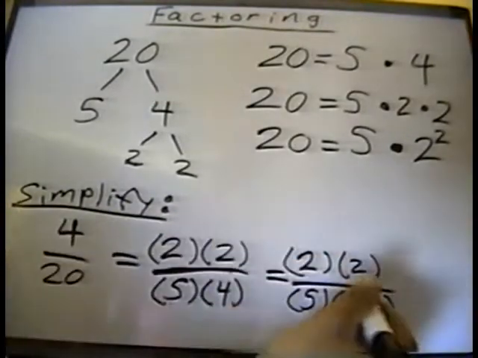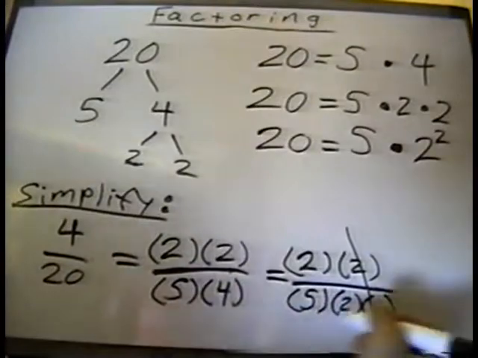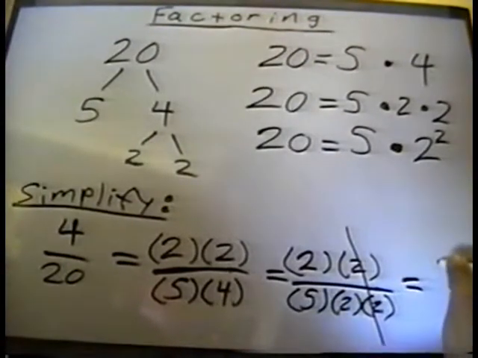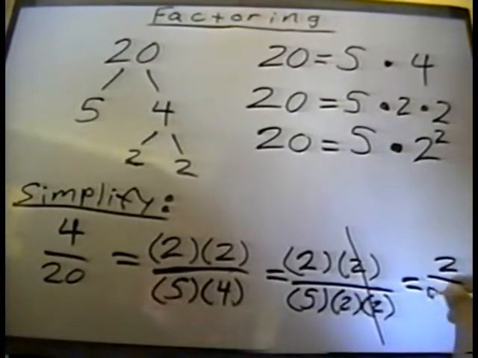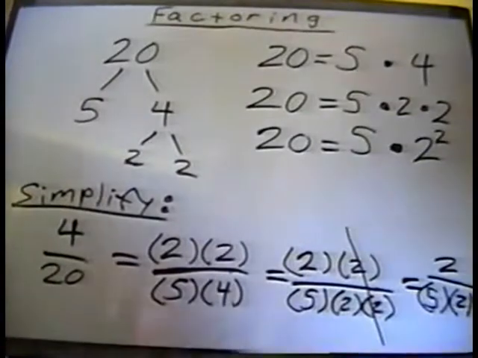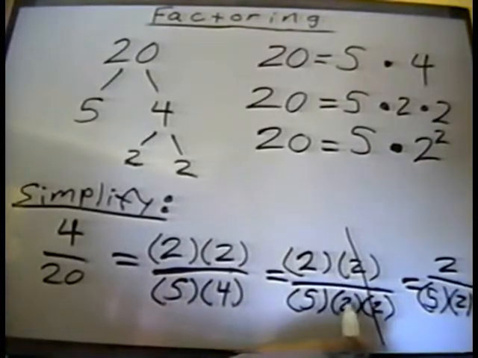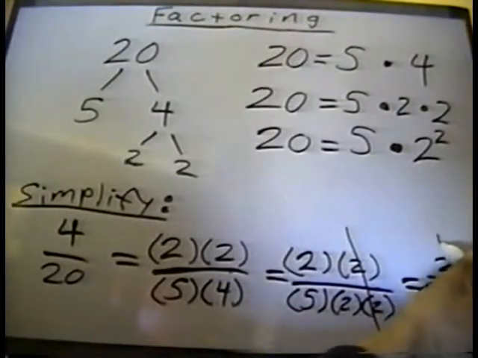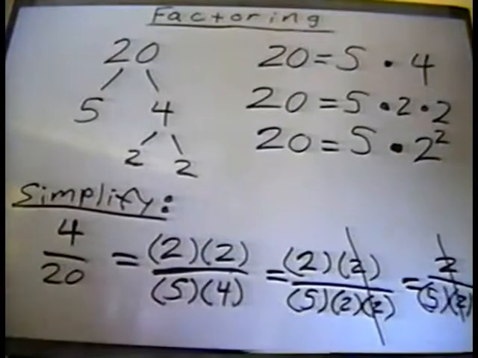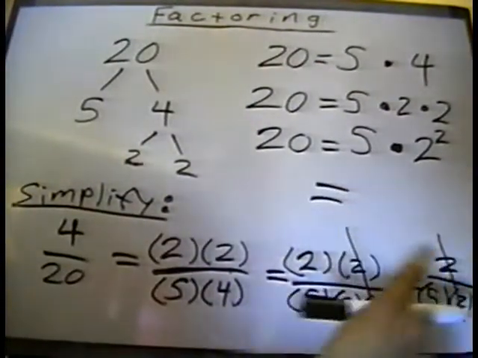Okay? Now here, we get a cancellation of one of the sets of 2's. So now we have 2 over 5 by 2. And that allows you to see if there's another cancellation. So you could have done it here as well, but I want to make sure you know what you're looking at.